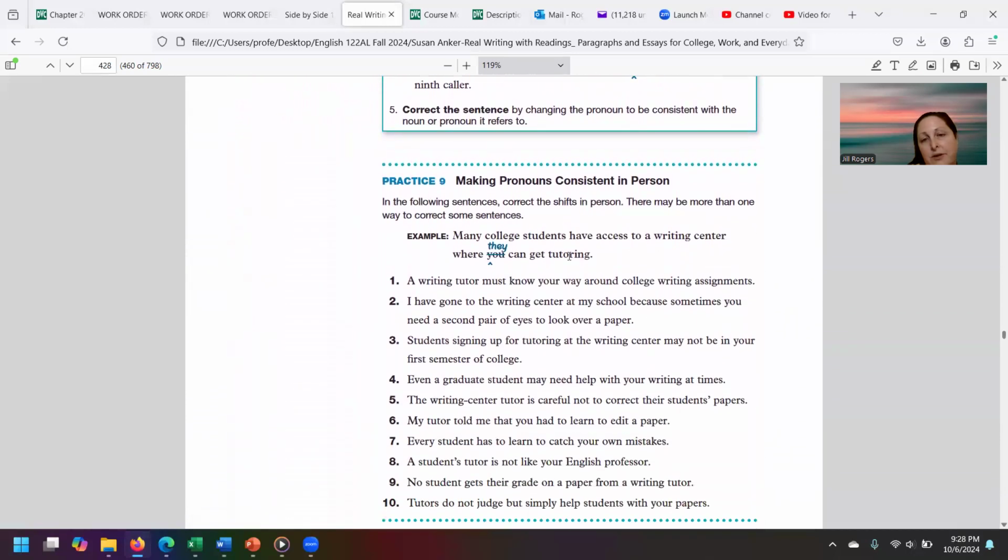Here's our example. It's college students. They wrote you. It's plural. Keep it consistent. This is third person. Keep it third person, and also you have to agree with it.